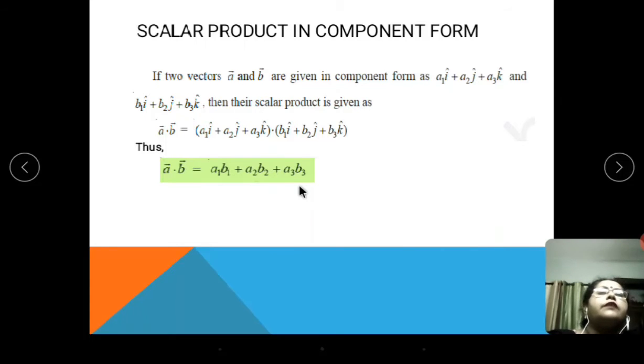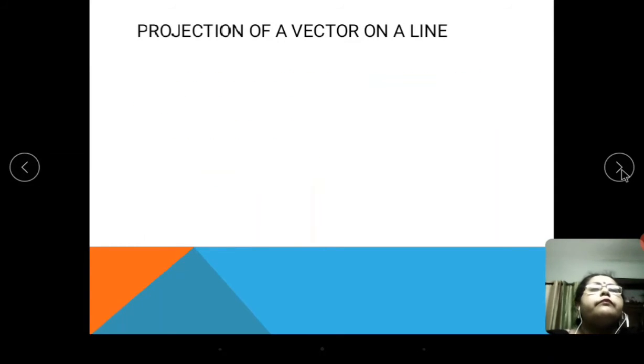So once again, a very important as well as useful result. When we have two vectors, a given by a1 i plus a2 j plus a3 k and b given by b1 i plus b2 j plus b3 k, a dot b is going to be a1 b1 plus a2 b2 plus a3 b3. Very important result which will be very useful in your subsequent studies also.